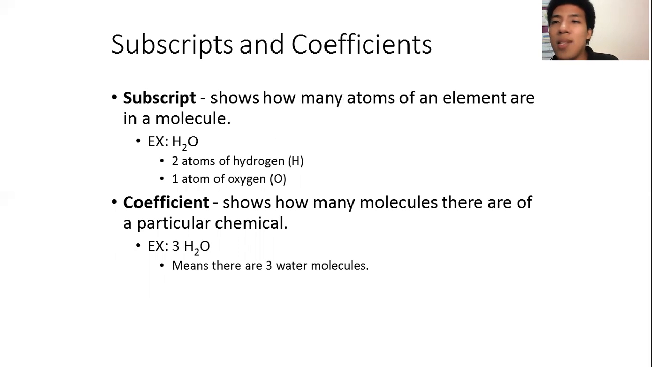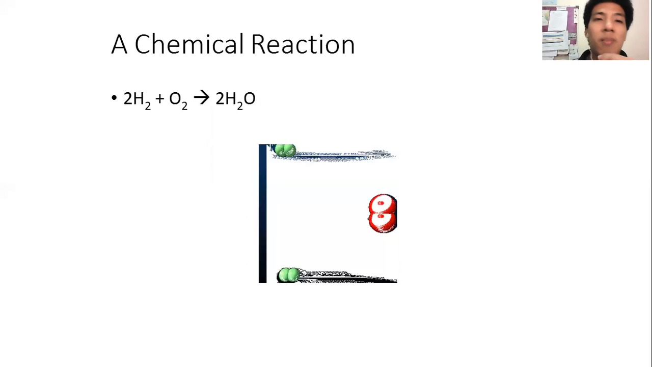The better technique is to focus on the coefficient rather than the subscript, because the subscript is the one that constitutes the chemical formula of a given compound. The coefficient tells you how many molecules or how many ions you have. It's very important in balancing because we want to know if the number of atoms of each element on each side is balanced. So the coefficient shows how many molecules you have in a particular chemical reaction.